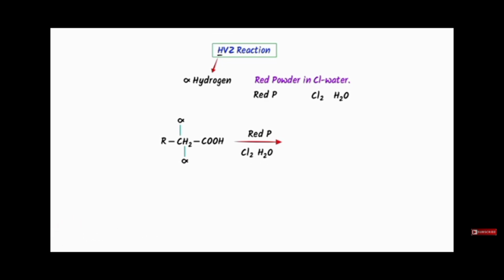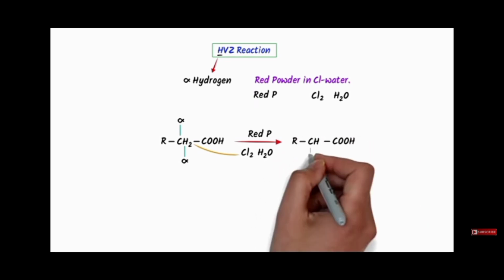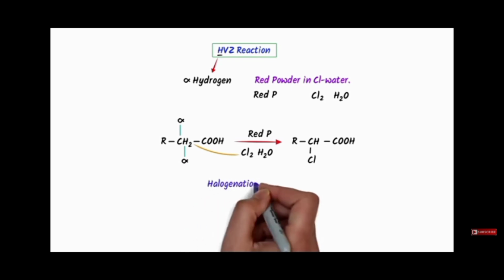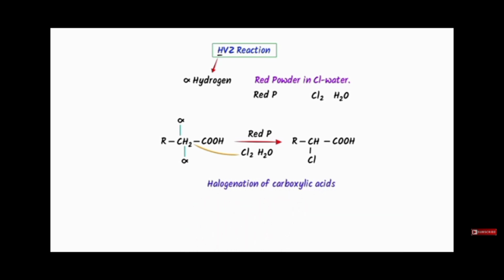We already know that alpha hydrogen is displaced. So this chlorine will displace 1 alpha hydrogen. I rewrite the compound. In case of 1 alpha hydrogen, I write chlorine on the alpha carbon. Remember that this reaction is used for the halogenation of carboxylic acid.